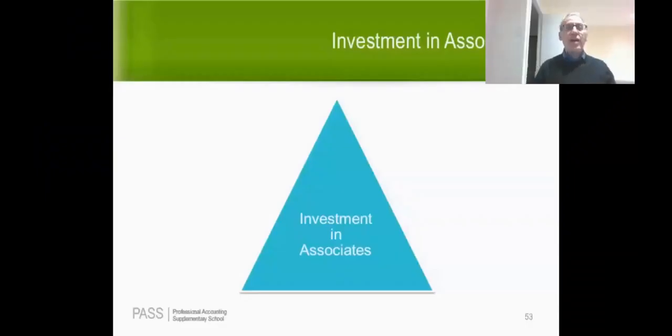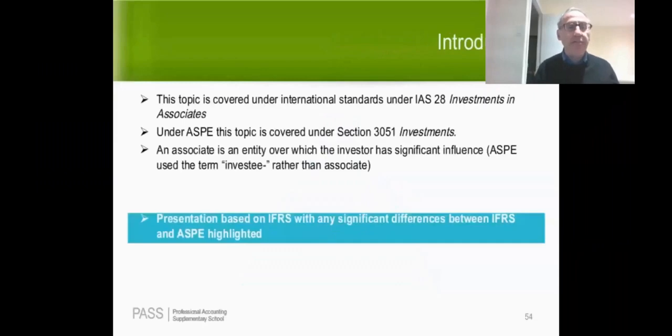Let's take a look now at investment in associates. This topic is covered under international standards, under IFRS, under IAS 28, investments in associates. Under ASPE, the topic is covered under section 3051, investments. An associate is an entity over which an investor has significant influence. The term that's used under ASPE for an entity over which an investor has significant influence is investee. So the term investee and associate mean the same thing. Associate is an IFRS term, investee is an ASPE term.